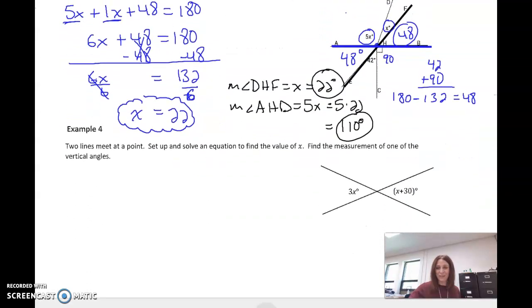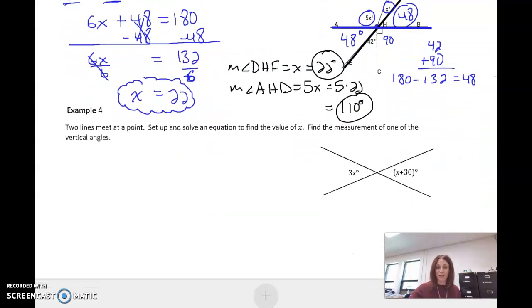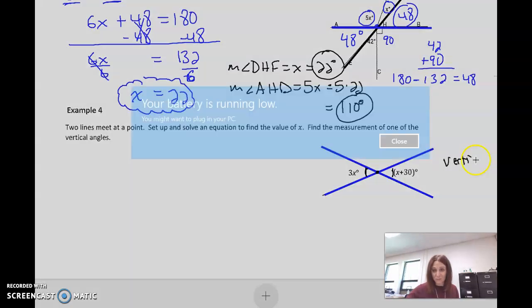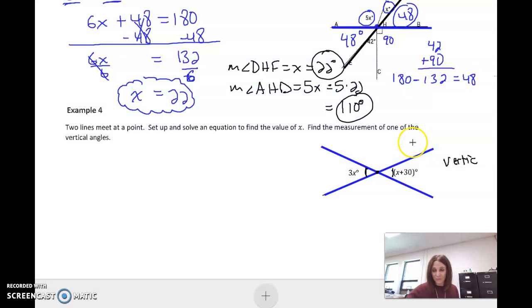Last problem. 2 lines meet at a point. This should hopefully start looking familiar, because these are the ones I keep talking about. Set up and solve an equation to find the value of x. So when 2 lines meet at a point, we know that the opposite angles, the vertical angles, are equal. So that's 3x equals x plus 30.